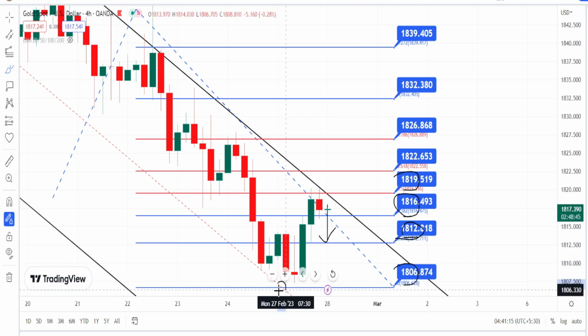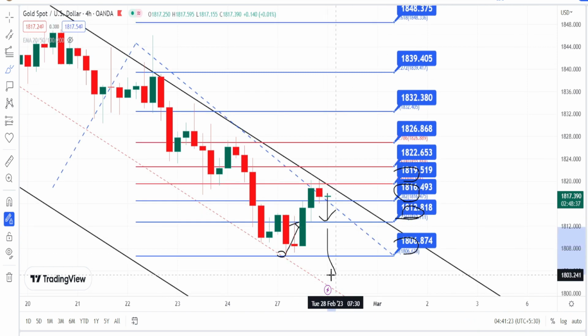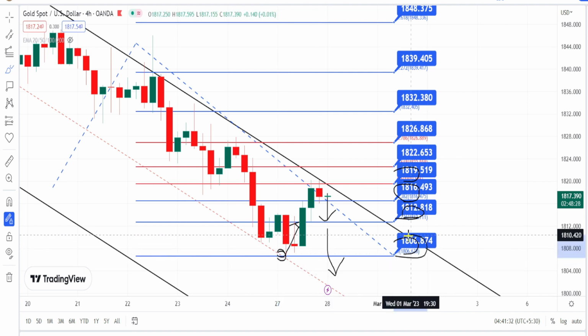This will also be a very strong support level, because from this level we have noticed a bullish side retracement to start. So if the price action wants to continue with bearish side retracement, it has to break the previous low, which is around 1806.